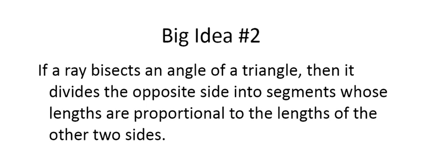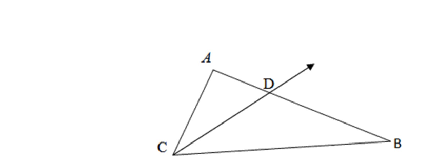Next big key idea has to do with angles. It says anytime we have a ray that bisects an angle of a triangle, it will divide the opposite side of that triangle into two segments whose lengths are in proportion with the lengths of the other two sides of a triangle. Let's go ahead and take a look at what this means.